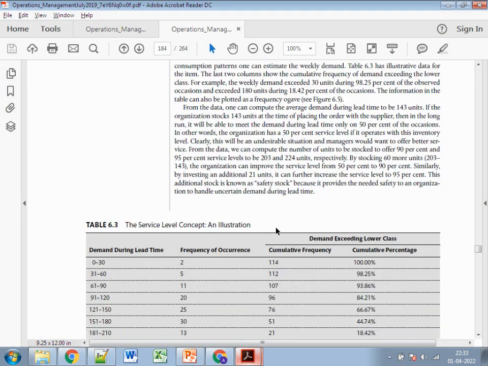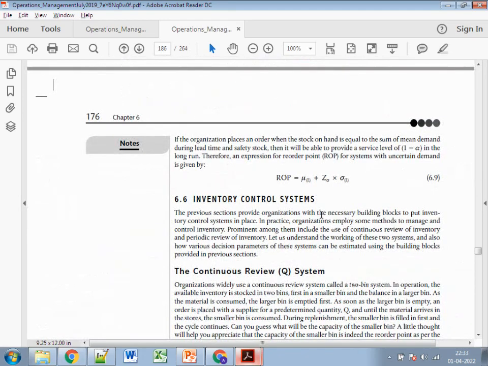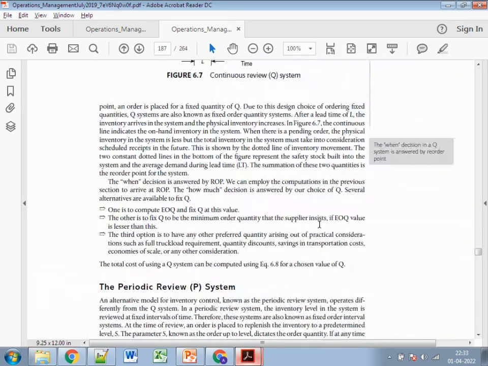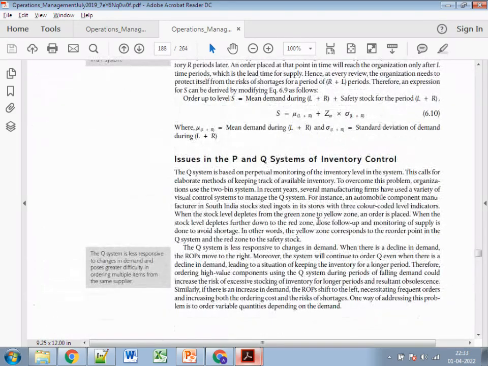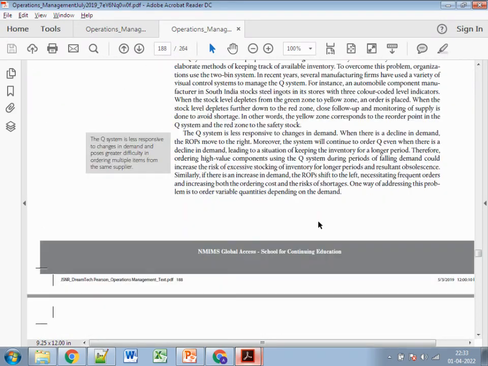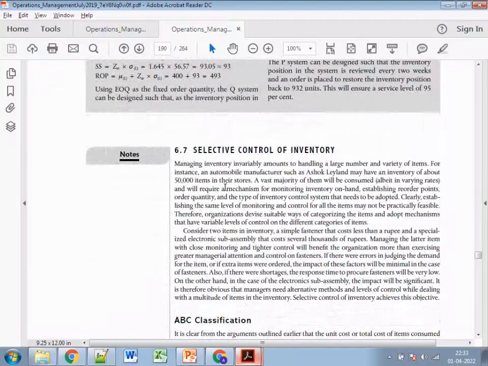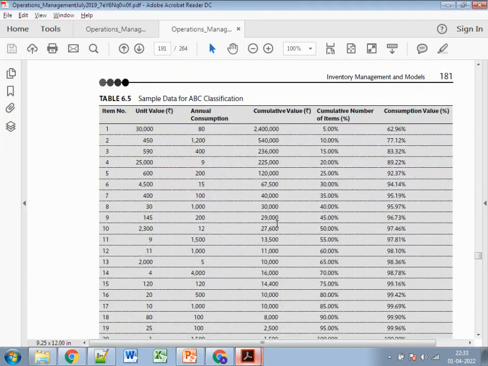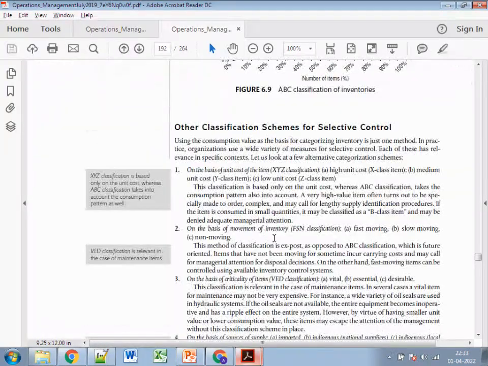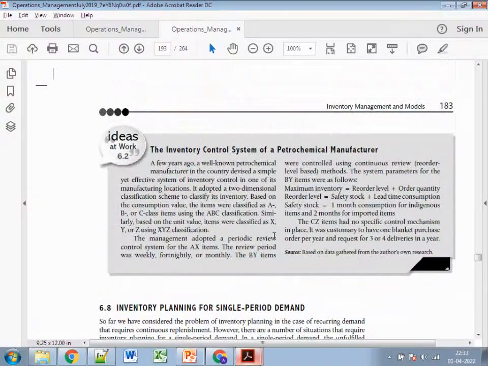Then the next part is page 176, inventory control systems, which covers the continuous review system and the periodic review system. You need to explain them, and maybe also the issues in both of the models. And I think the last part is selective control of inventory, which includes ABC classification and other classification schemes. So this is all you need to explain in this question.